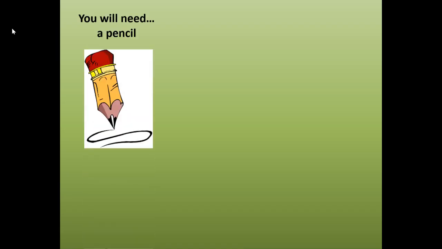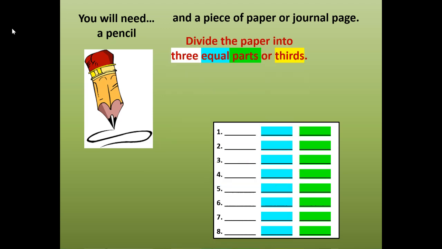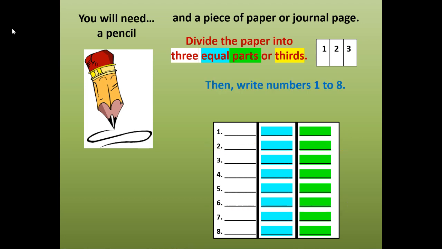So for this lesson, you will need a pencil and a piece of paper or journal page. You're going to divide the paper into 3 equal parts, 1, 2, 3, or thirds. And you're going to write your numbers 1 to 8. And for each number, you're going to write the vocabulary word. In the second column, I want you to write the synonym.